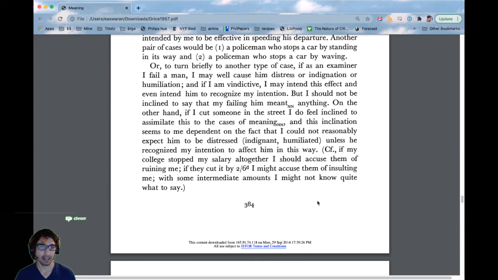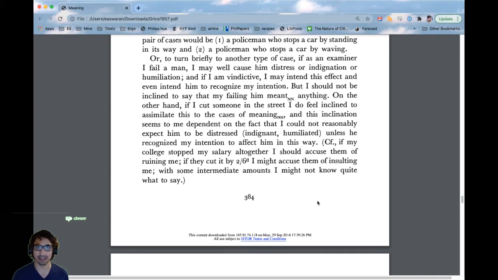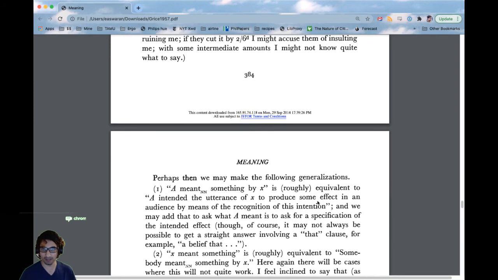And so if my boss cuts my salary entirely, they're trying to ruin me. But if they cut my salary by $2, I think they're insulting me. If they cut my salary by $1,000, it's not clear what they're trying to do. But if someone cuts your salary by $2, it's clear that they mean something by that. They're not just doing it for some other reason.